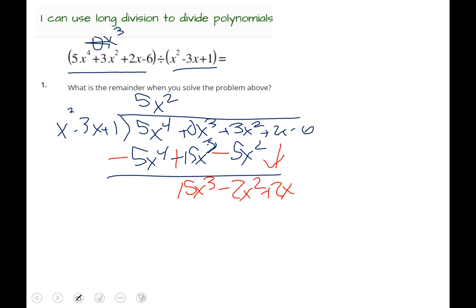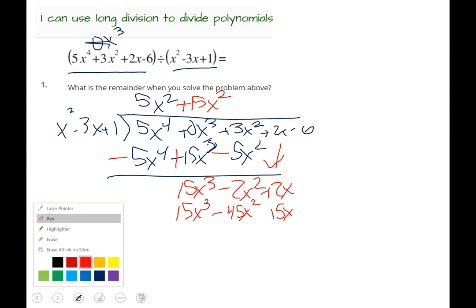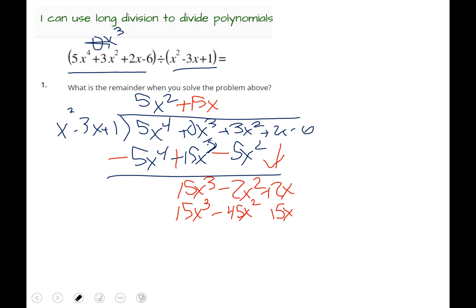Then I ask myself, what times x squared is 15x cubed? So that would be 15x squared. We distribute that through. 15x squared times x squared would be 15x cubed. 15x squared times negative 3 would be negative 45x squared. 15x squared times 1 would be 15x squared. I feel like I did something wrong. I'm sorry. All right, it should just be 15x, not 15x squared. So let's try that again.